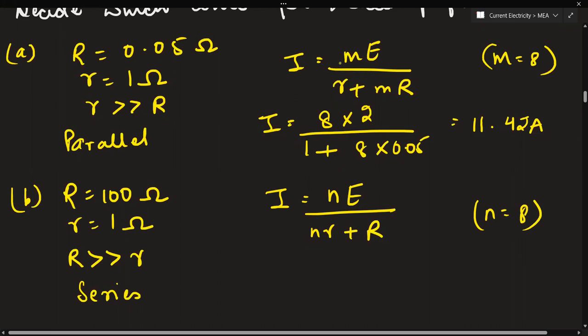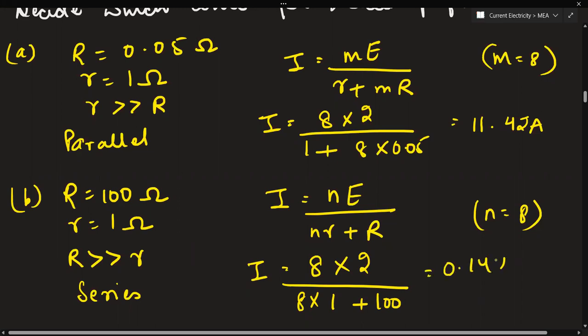So for the first part they are connected in rows, and for the second part they are just connected in a single row. So I will be what? 8 multiplied by voltage, which is 2, divided by n, again 8, into small r value 1 plus capital R value 100. So this is 16 divided by 108. That gives 0.148 amperes. Yeah, so note down the answer of both the parts.